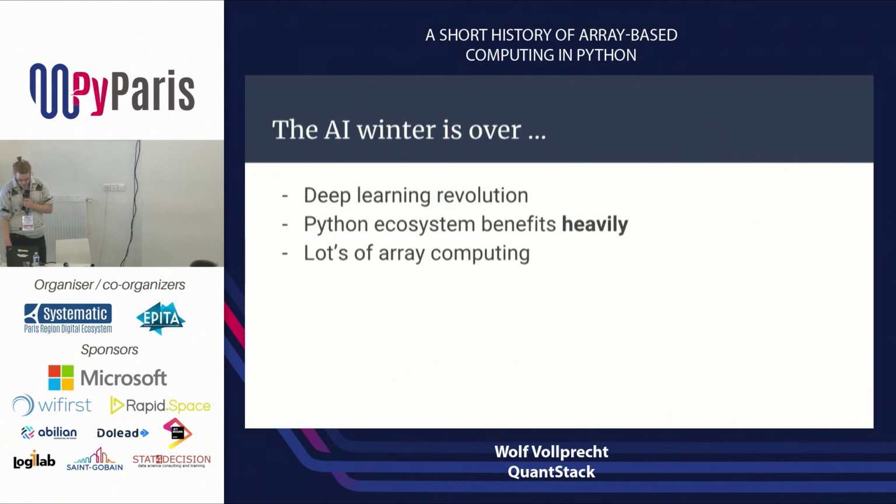And the third trend that is happening in the ecosystem of Python is that the AI winter is finally over since a couple of years. And there has been this kind of deep learning revolution. And the Python ecosystem has pretty heavily benefited from it. And lots of array computing libraries have come out of it.